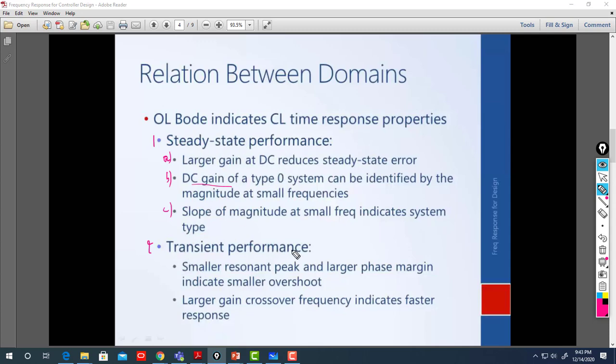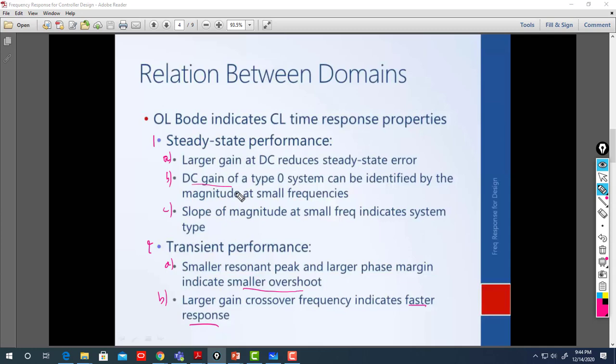What about the transient performance? Smaller resonant peak and larger phase margin, as we saw in a previous slide. If the resonant peak is small and the phase margin is larger, this indicates what? Smaller overshoot. And also larger gain crossover frequency indicates what? Faster response, just as transient behavior, if you wish. Okay, those are the relationships between domains: closed loop time response and open loop frequency response.